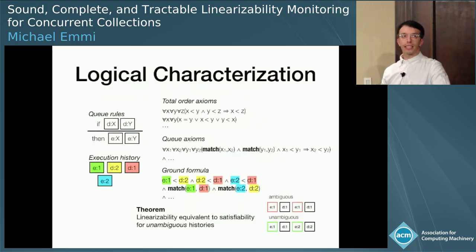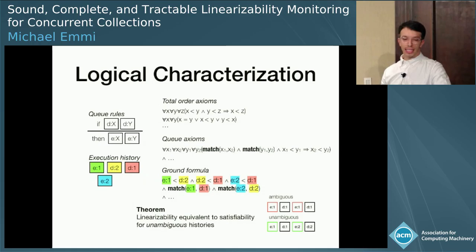So the logical characterization that we've worked out has three basic components. We have to encode an axiomatization of linearization order. And I'm just going to write linearization order here using the less than operator. And so we would have the axioms you'd expect, saying that linearization is transitive, right? It's a total order. So for any two operations, either x is linearized before y, or y is linearized before x, or they are the same operation.